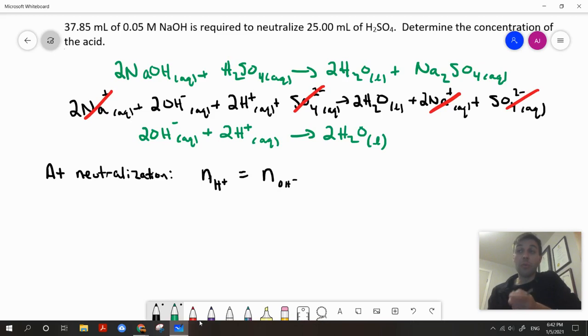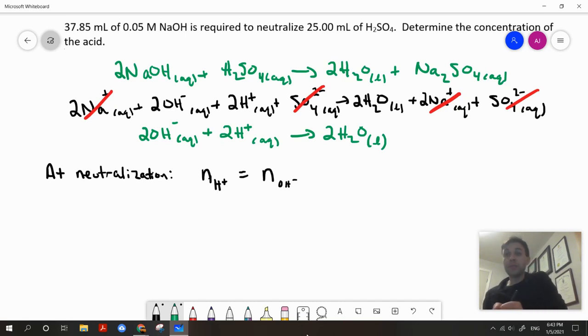I've rewritten what I just said in the form of an equivalence. When an acid has neutralized a base, the moles of hydrogen ions will always equal the moles of hydroxide ions. So this is going to be our starting point. My next step is to convert this into quantities that we can actually measure, that are often the quantities that are given in the problems that we want to solve.